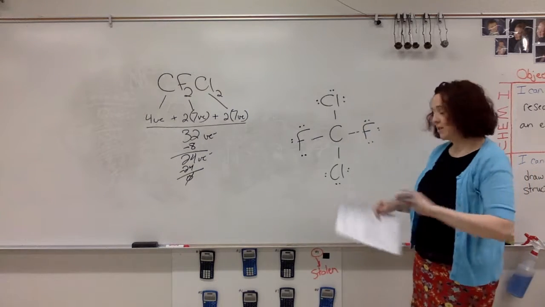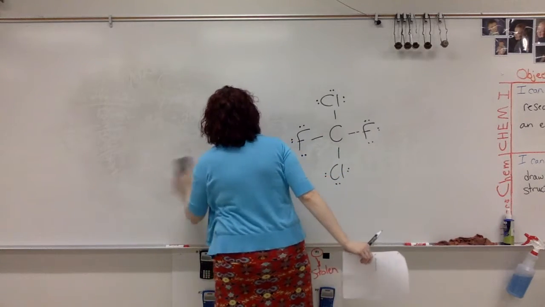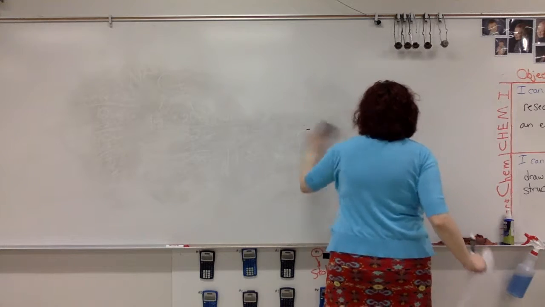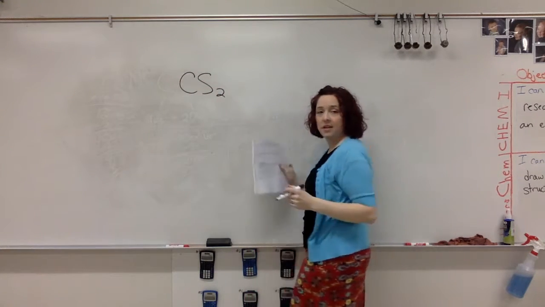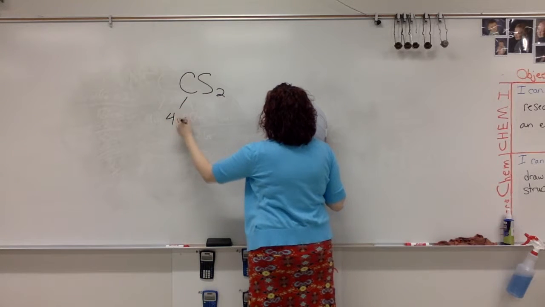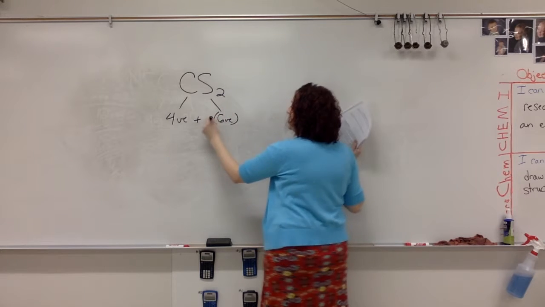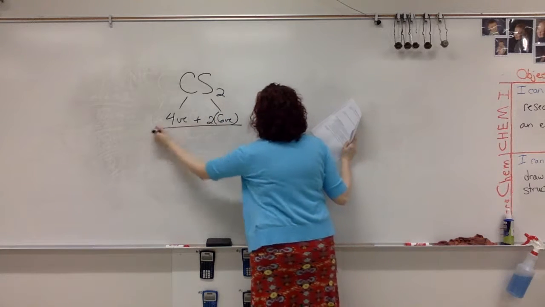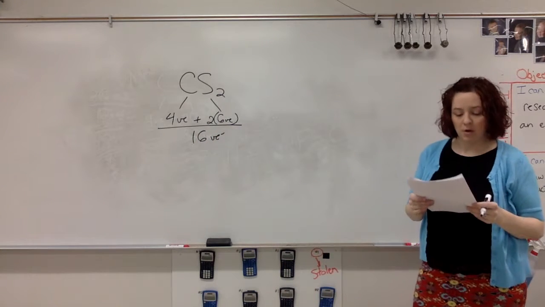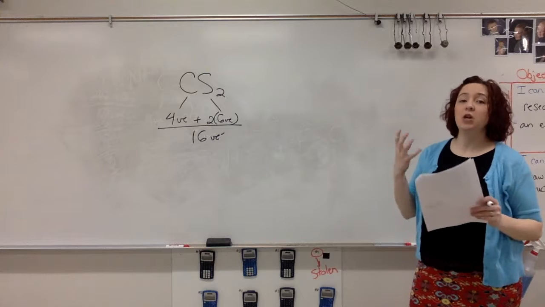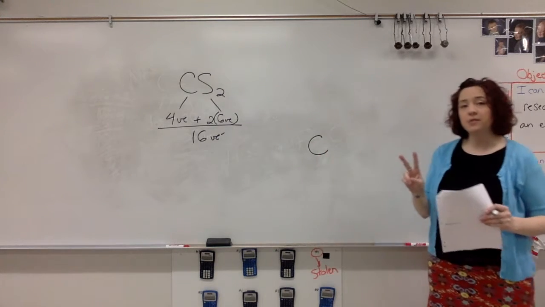Okay, let's do the next one. CS2. Step 1, add up all the valence electrons. Carbon has 4 valence electrons, plus sulfur, which has 6 valence electrons, but we have 2 of them, so we're going to multiply by 2. So 16 total. Okay? Center atom, it's going to be carbon. Pretty much anytime you have carbon, it's going to be the central atom. And then we have 2 sulfurs that we need to drop.